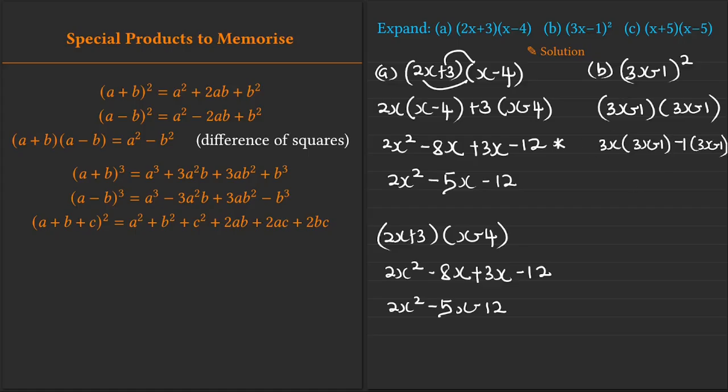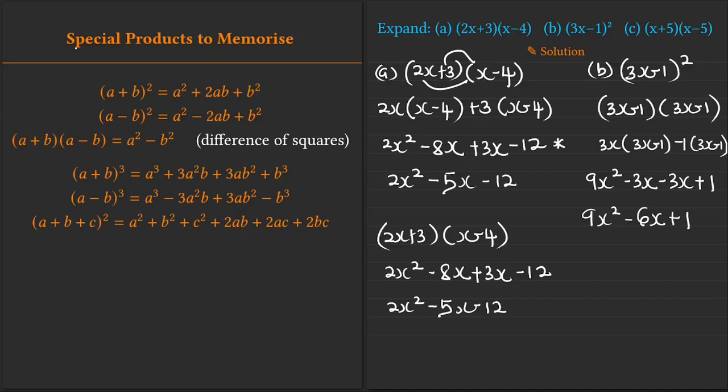With that, you have your 3x times 3x, that gives us a 9x squared. Then 3x times negative 1 gives us a negative 3x. And then negative 1 times 3x gives us a negative 3x. And then finally, negative 1 times negative 1 gives us a positive 1. If you simplify this, you have your 9x squared. Negative 3 minus 3 gives us a negative 6x. Then plus 1. This is your final answer.